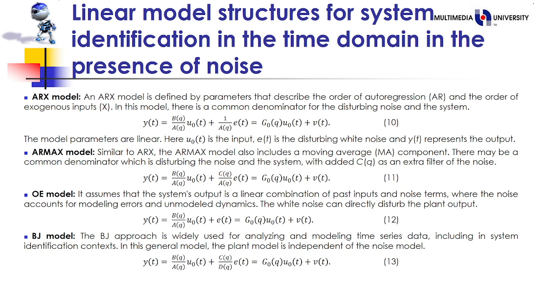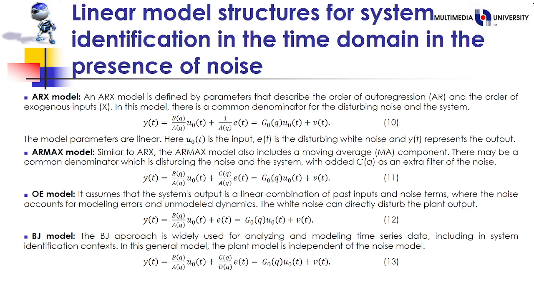Linear model structure for system identification in the time domain in the presence of noise. There are four types of models available: ARX model, ARMAX model, OE model, and BJ model. ARX model is defined by parameters that describe the order of auto-regression and the order of exogenous input. ARMAX model is similar to ARX, but also includes a moving average component.